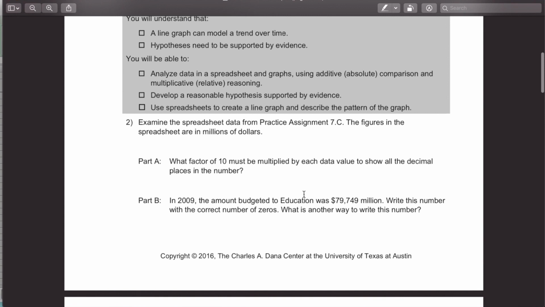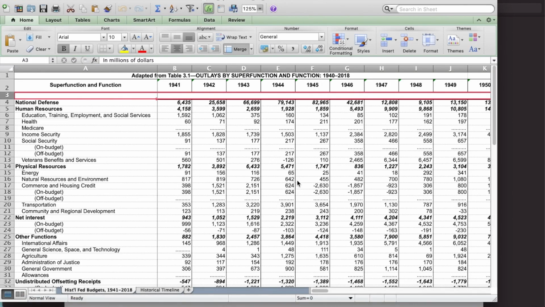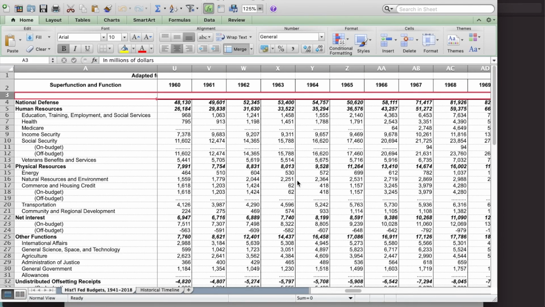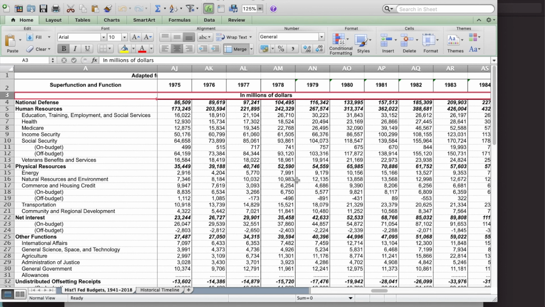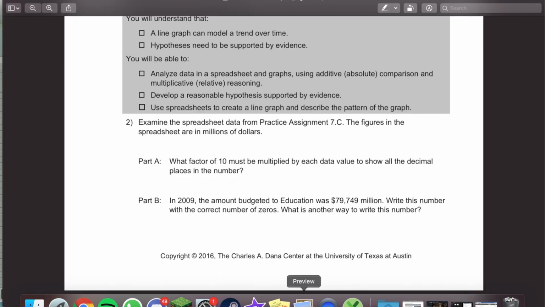So number 2, go ahead and look at number 2, and if you notice number 2, everything that they are referring to here is based on this fact, that this is all in millions of dollars. So go ahead and think about that and see how that helps you answer number 2.